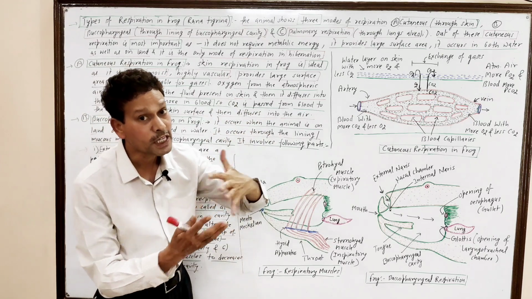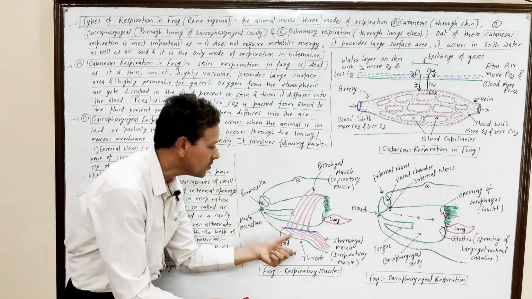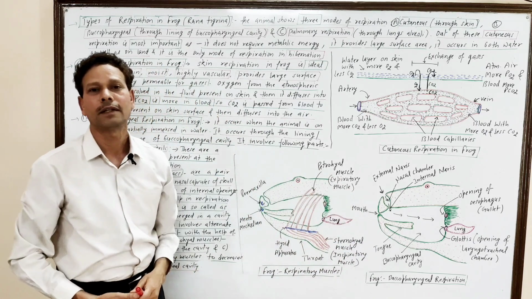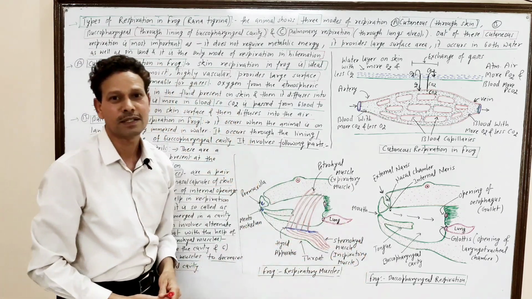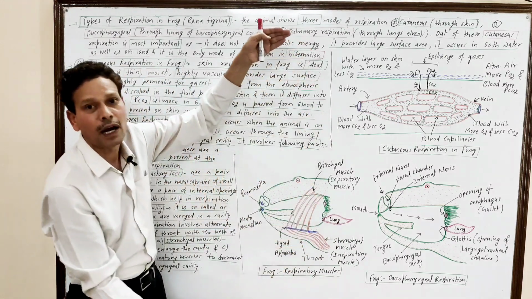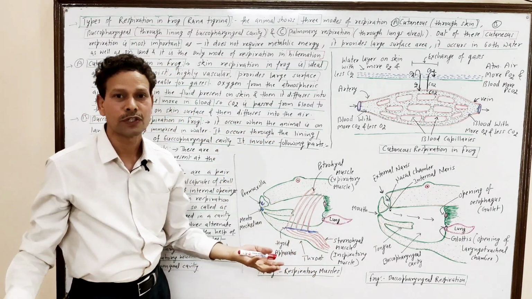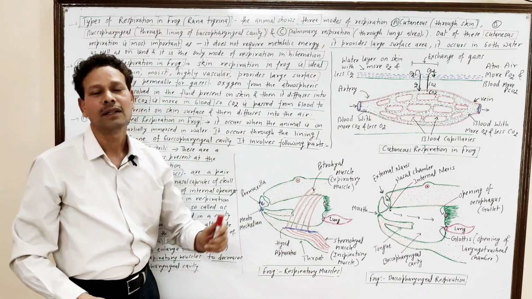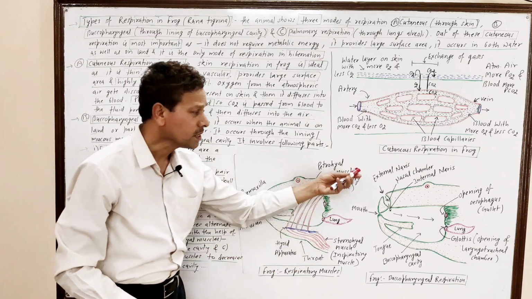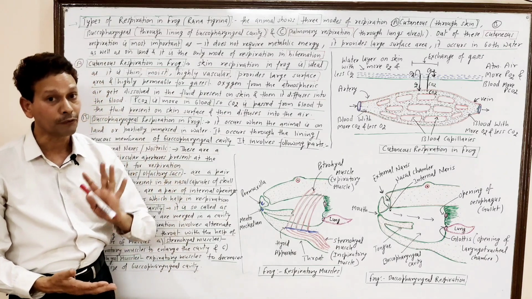But at the time of inspiration, this buccopharyngeal cavity gets enlarged. At this time, the set of muscles involved is the sternohyal muscle. These are the inspiratory muscles, and on their contraction, this entire cavity gets enlarged. The pressure in the buccopharyngeal cavity gets reduced. As a result, fresh air enters this cavity. Dear students, this is all about the two modes of respiration in case of frog.